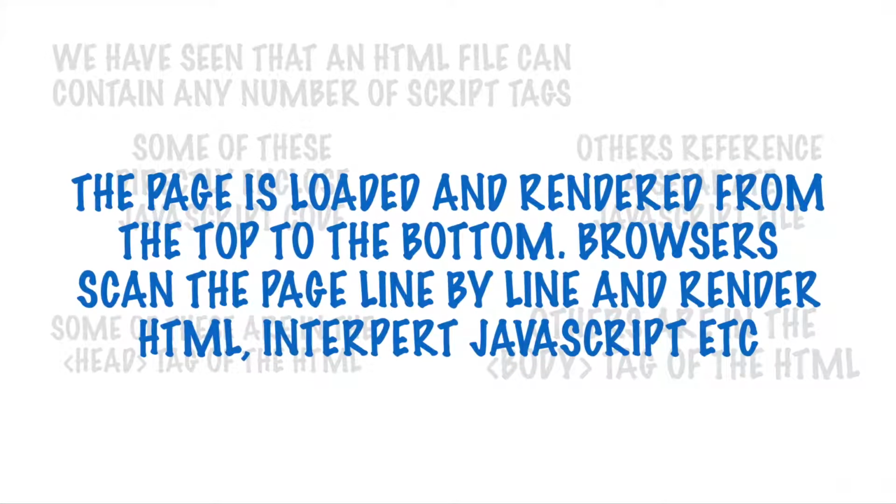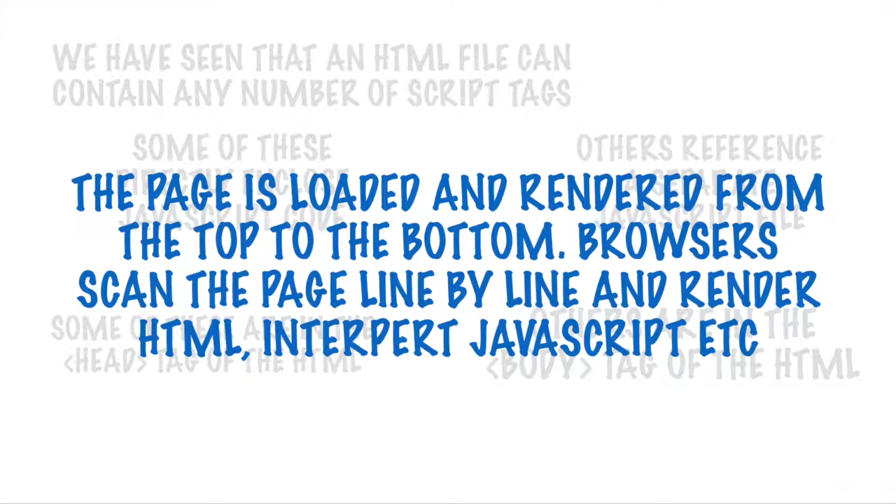Let's consider how a web page is actually loaded. When a web page is loaded, it's rendered from the top to the bottom. The browser looks at the elements from the top and starts rendering them and then renders the elements at the bottom. Browsers scan the HTML page line by line and render the HTML, read the JavaScript, interpret it, and figure out what needs to be loaded.